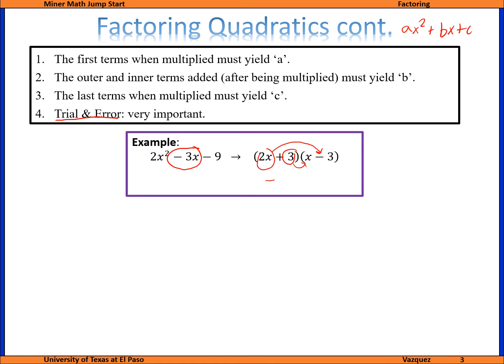And the last one, step 3 tells us the last terms must yield c when multiplied. So 3 times negative 3 gives us negative 9. And again, we figure this out by trial and error. Keep working until all the steps are fulfilled. I'll just leave another one here as an example. You can check that.